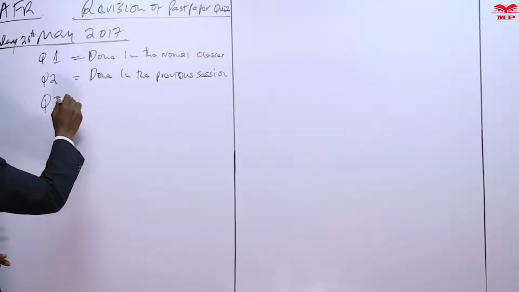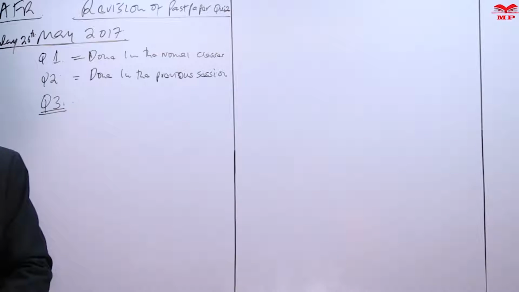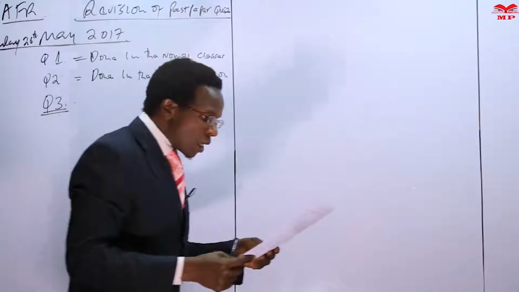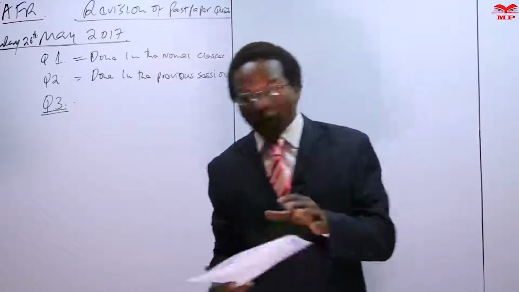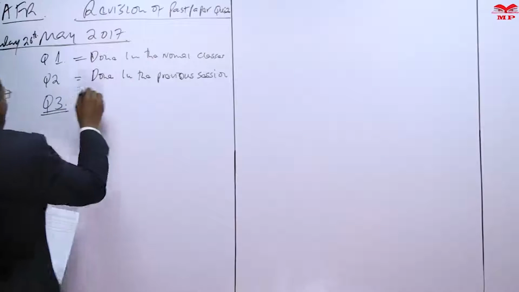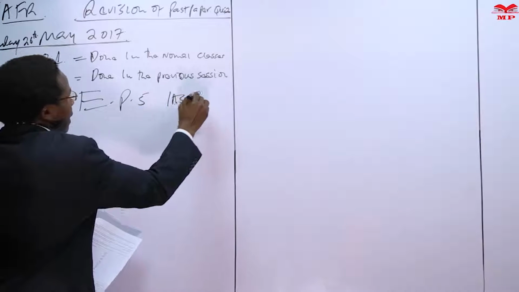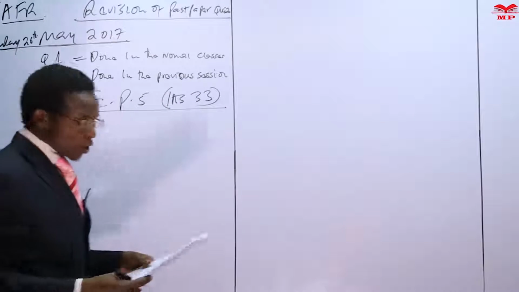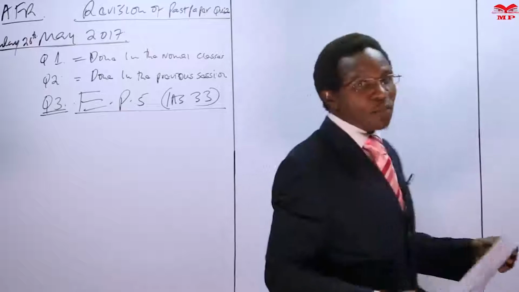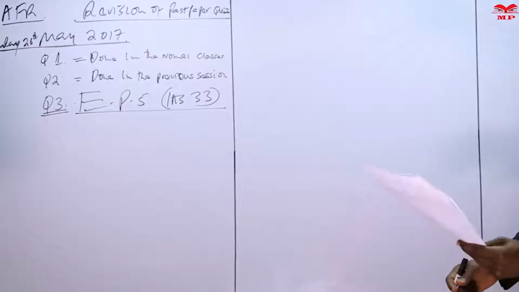Now question 3, that's where we are. What is question 3 all about? Question 3 looks to be about earnings per share. Earnings per share, that is IAS 33. That's what we need to do for question 3, it is about earnings per share.